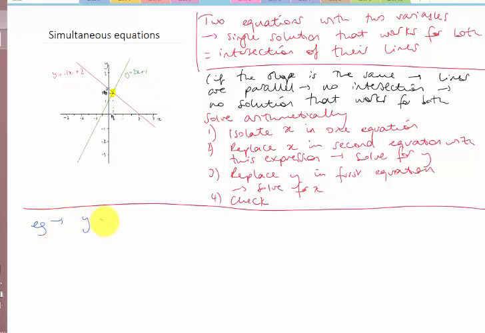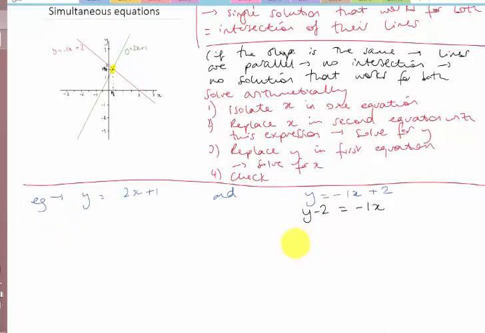So for example, let's look at these two equations we've just got. We've got y equals 2x plus 1 and we've got y equals minus 1x plus 2. Those are our two equations. So step 1, isolate x in one equation. I think I fancy isolating x in this equation here. So that would give us y minus 2 equals minus 1x. Subtract 2 from both sides to get rid of that plus 2. And then we divide both sides by minus 1.